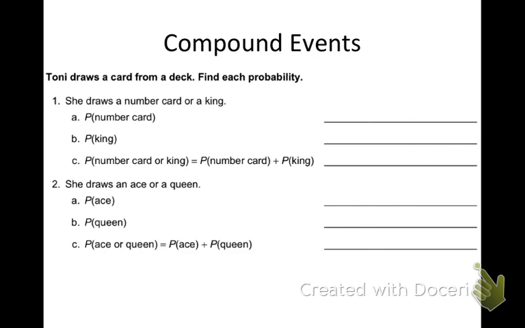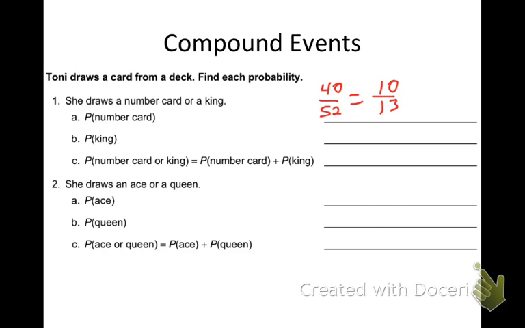So let's look at a problem here. Tony draws a card from a deck. Find each probability. She draws a number card or a king. So first of all, what's the probability of drawing a number card? How many number cards are there? There are 40 out of 52, or that simplifies to 10/13.